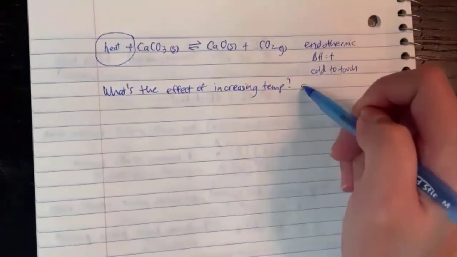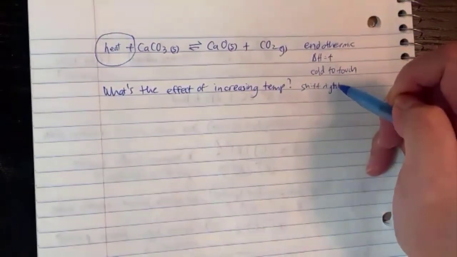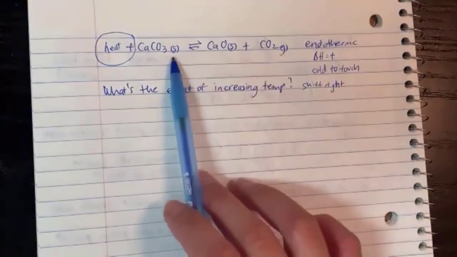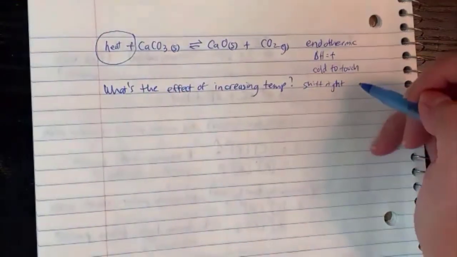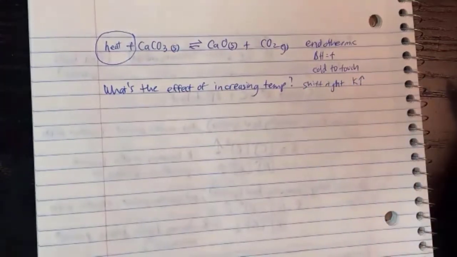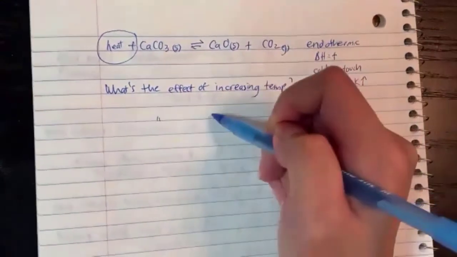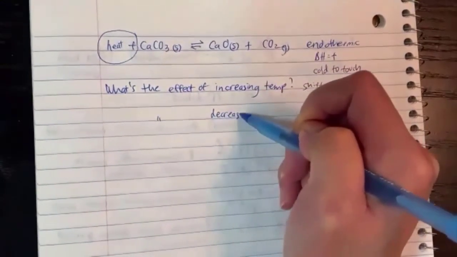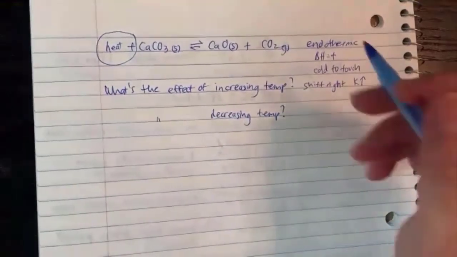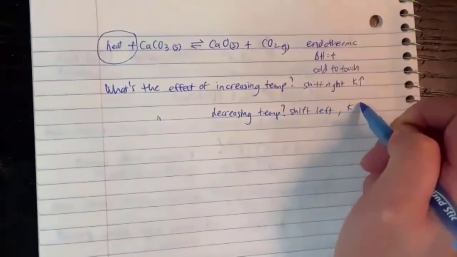So now when we say shifting to the right, we're increasing CO2 and decreasing the stuff here. So our K is actually going to go up, okay? Now, if you were to do the opposite by decreasing the temperature, what would happen? It would do the opposite change. It would shift to the left, and then your K would go down.